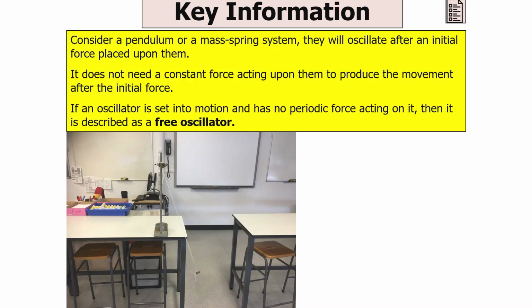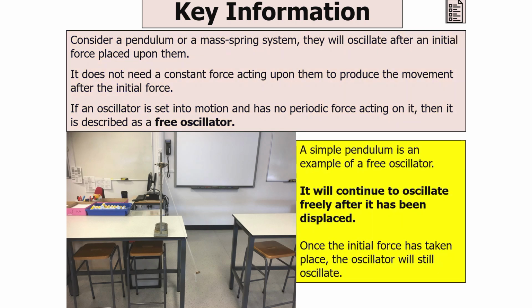So consider a pendulum or mass spring system. They will oscillate after an initial force is placed upon them. It does not need a constant force acting upon them to produce the movement after the initial force. If an oscillator is set into motion and has no periodic force acting on it, then it is described as a free oscillator. So a simple pendulum is an example of a free oscillator. It will continue to oscillate freely after it has been displaced. So once the initial force has been applied, the oscillator will still oscillate.